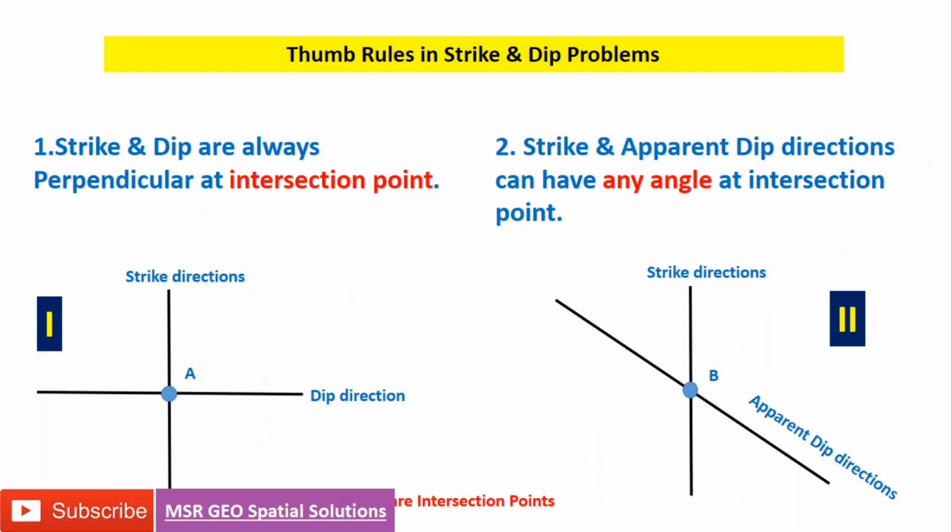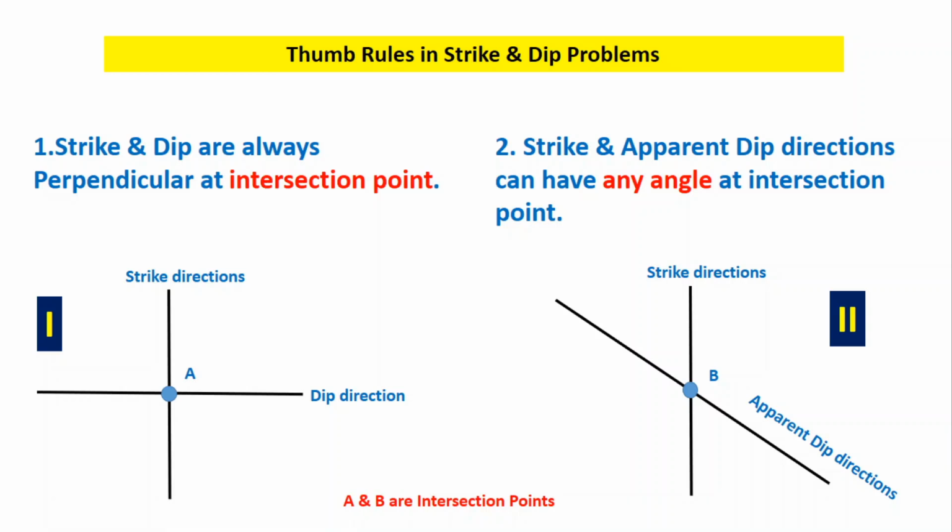Before solving, remember two key thumb rules: strike and true dip are always perpendicular at the intersection point, and strike and apparent dip directions can intersect at any angle at the intersection point.